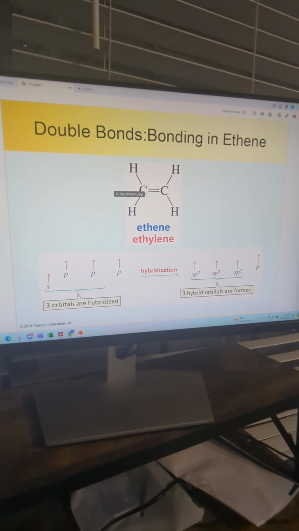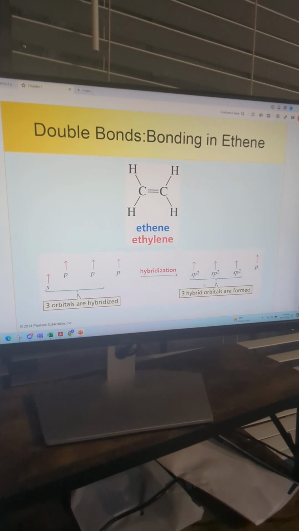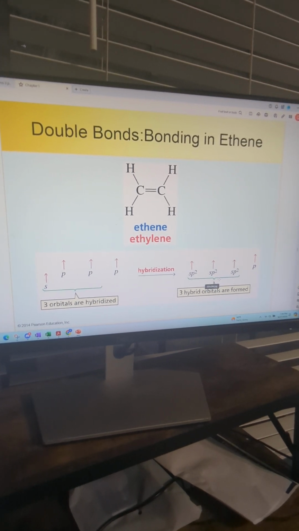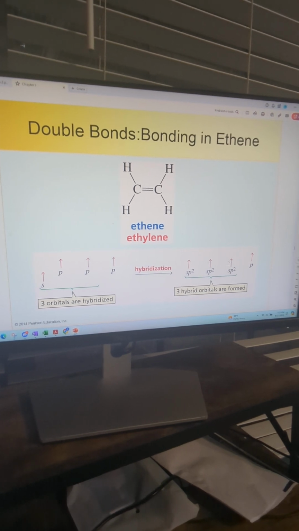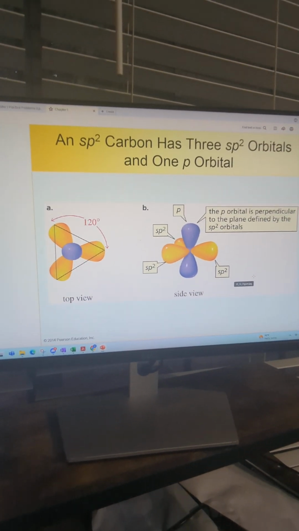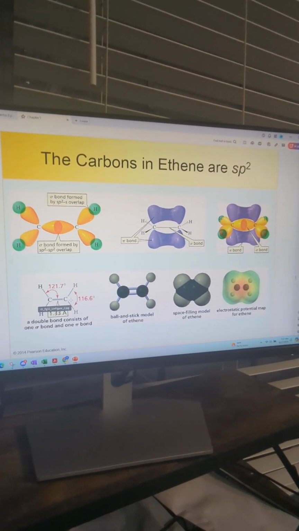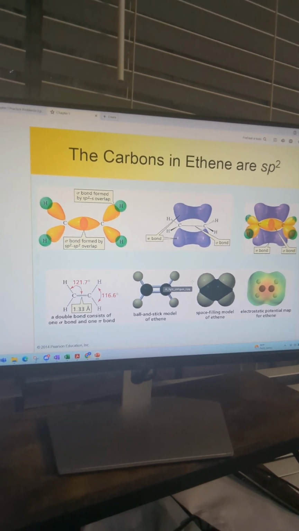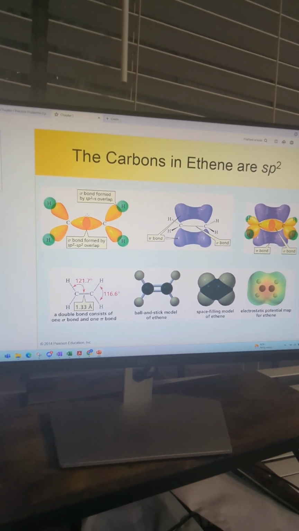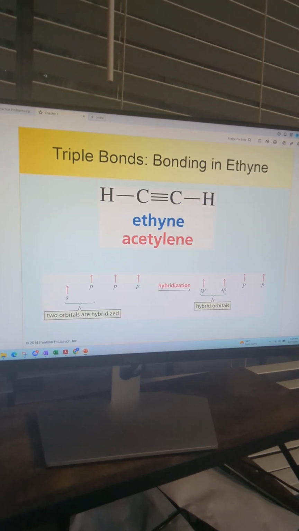For double bonds, you'll usually have three orbitals that are hybridized. That's why you have sp2 hybridization. The sp2 hybridized atoms have a bond angle of 120, and the pi bond is overlapped sideways. This is the best way to see the sp2 hybridization. You see they are overlapped sideways.